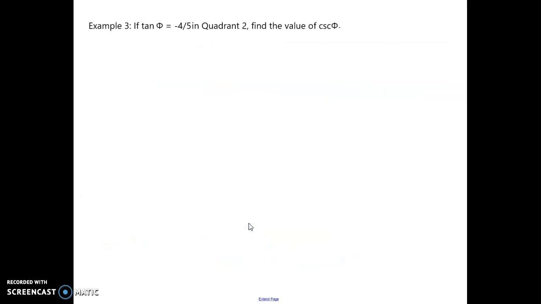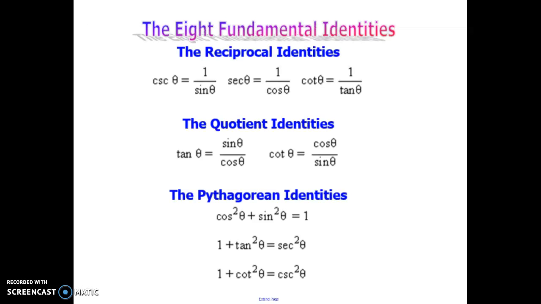So here in example 3, it says if tan is minus 4 over 5 in quadrant 2, find the value of cosecant. So if I look back to my identities here, is there an identity where both tan and cosecant are in it? So this one doesn't have tan and cosecant, but it does have cotan and cosecant. So I can easily change tan to cotan and then use that identity to find cosecant.